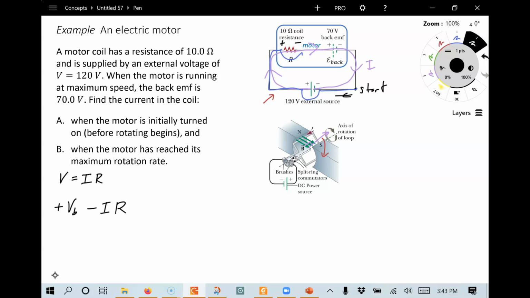All right, we have to keep going. Okay, here's the back EMF. We have to go across that. We're going from high to low. That is a decrease. So that's going to be minus, and we're just going to call this E back.